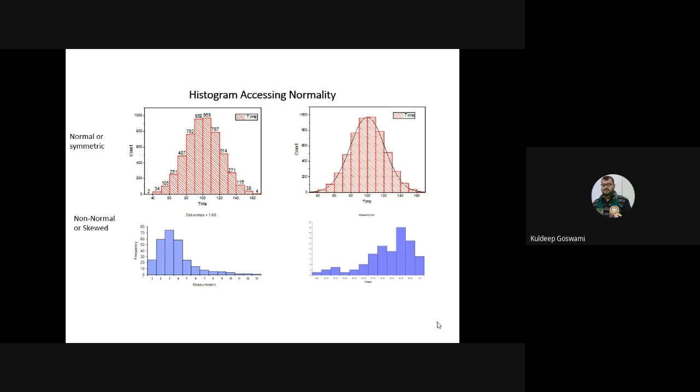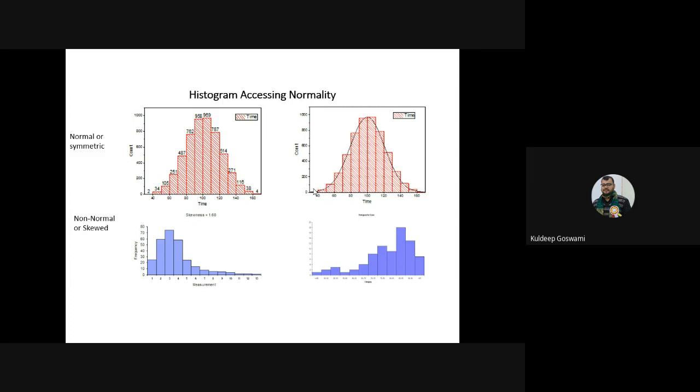Yeah. The first one is the histogram for assessing normality. The first two graphs are plots of histograms, and you see the curve in the second graph showing something like a bell shape. Generally, we say that the normal distribution curve is a bell shape.